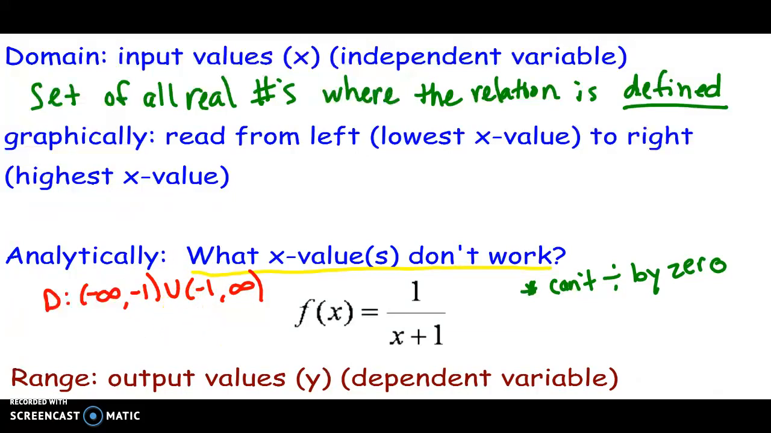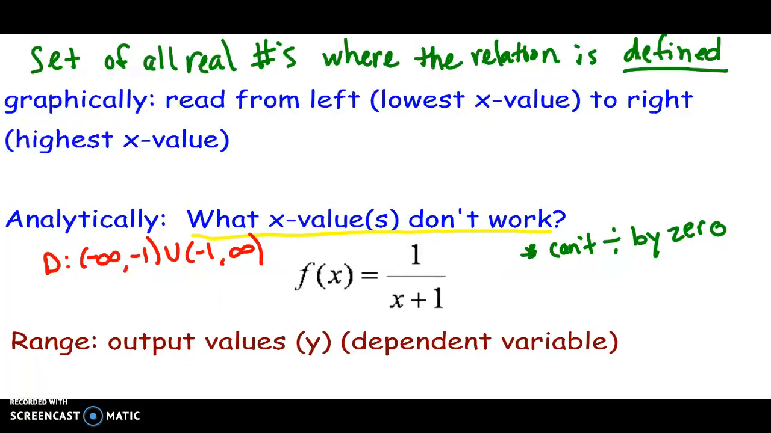Just another case I want to mention, we know that we can't divide by 0, so when we have rationals, that's a good thing to keep in mind. Also, if we have an even root, like a square root or a fourth root, and so on, I can't have an even root of a negative number, right? Because then we would get imaginary numbers, and that's not real. We need real numbers for our domain. So just something to keep in mind there.